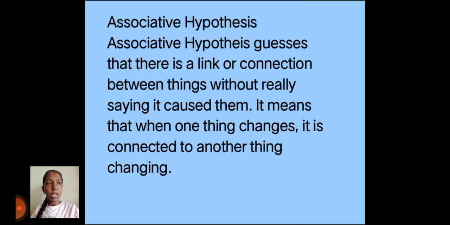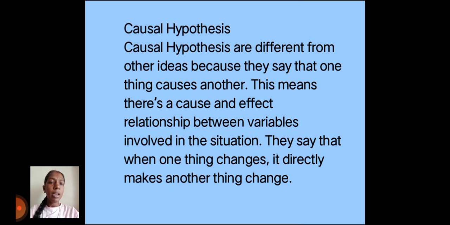Associative hypothesis. In associative hypothesis, we guess that there is a link or connection between things without really saying one caused them. It means that when one thing changes, it is connected to another thing changing. Causal hypothesis. Causal hypotheses are different from other ideas because they say that one thing causes another. This means there is a cause and effect relationship between the variables involved in the situation, and that when one thing changes, it directly makes another thing change.